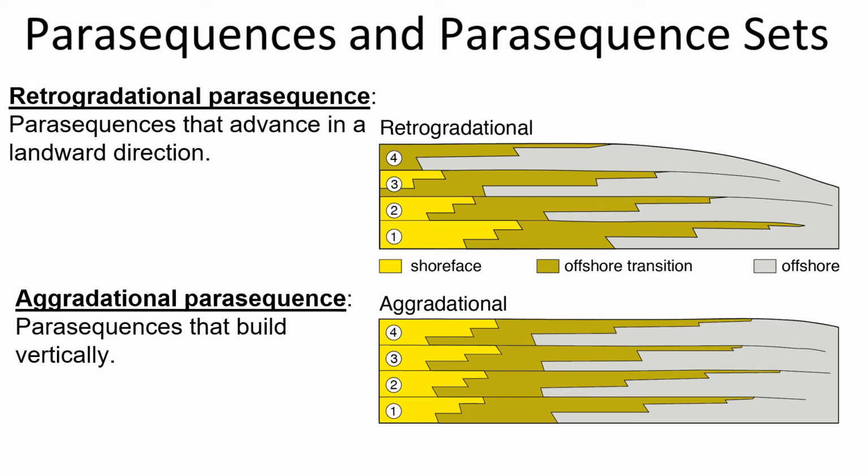Now, the aggradational parasequence is going to be built vertically. What does this imply? There's really no lateral motion. Sediments are being accumulated in conjunction and in tandem with changes in the basin that are all happening equally. These are pretty rare, but occasionally we do see them.